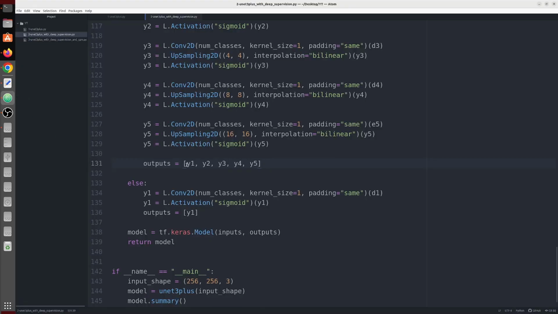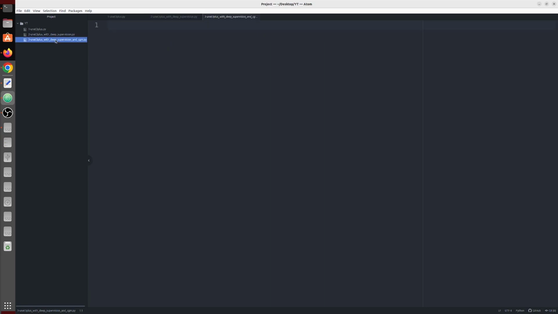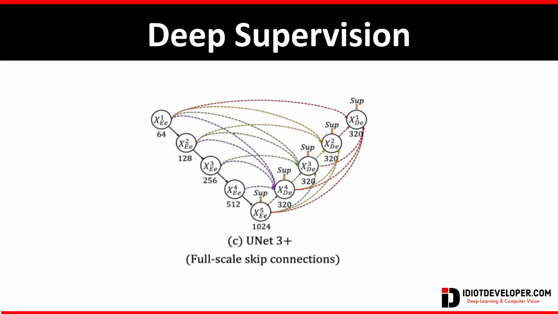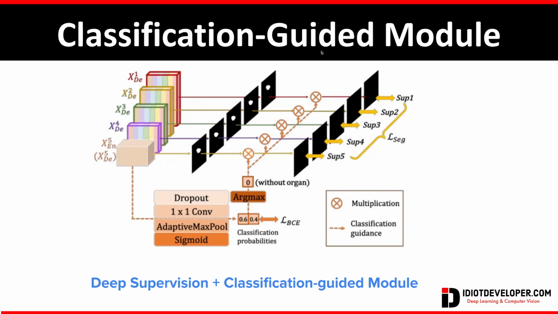Training this architecture would also be a bit tricky, because having one output and having 5 outputs would be different. So I'll also make a video on how to train UNet 3 plus with any segmentation dataset. But first let's study this. Next we need to add the CGM, the classification guided module. This is deep supervision which we have implemented. Next is the classification guided module, the CGM.